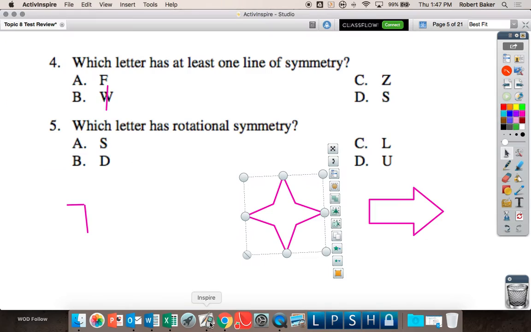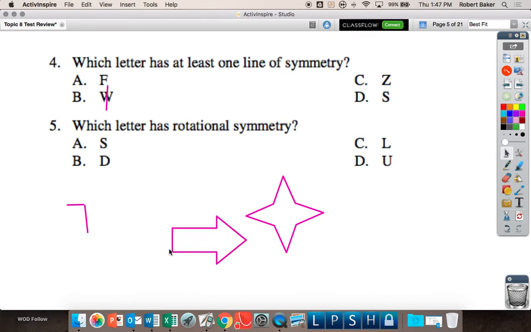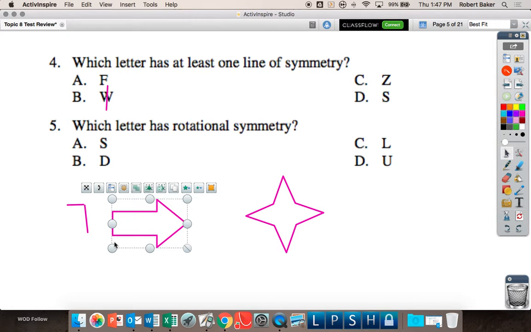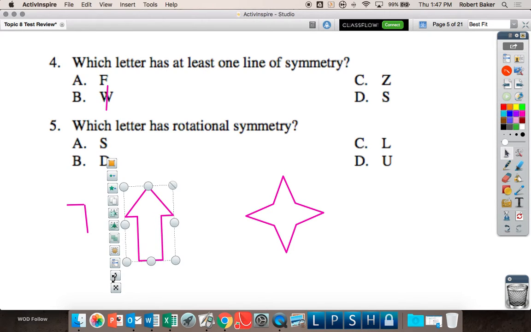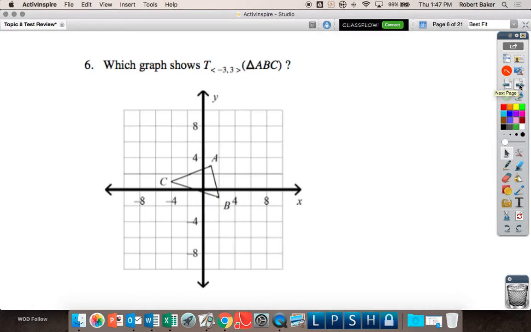Right? Now, does this shape have rotational symmetry? No, because as soon as I rotate it, I should see, no matter what happens after the rotation, an arrow pointing to the right. Is that an arrow pointing to the right? No, so that shape does not have rotational symmetry. Alright, so on the test it's going to have 4 different graphs.